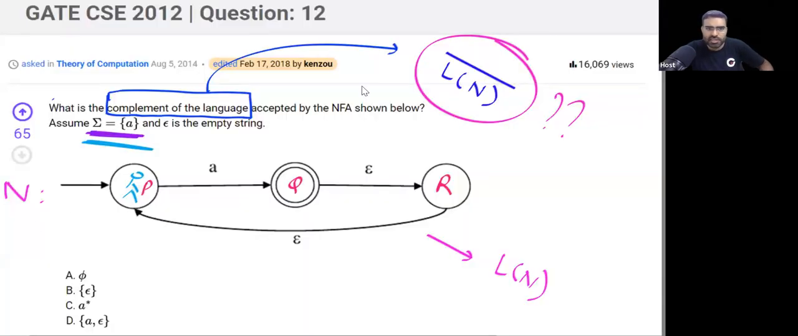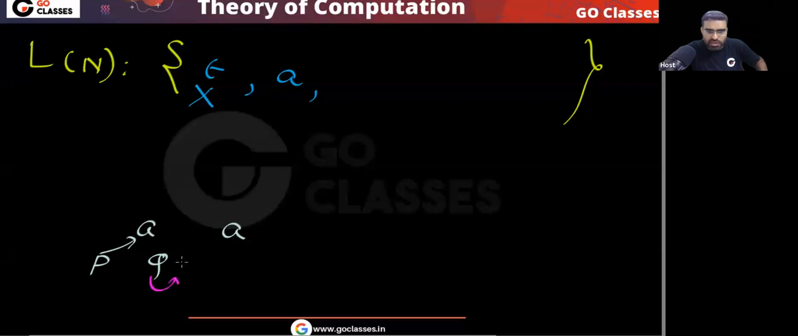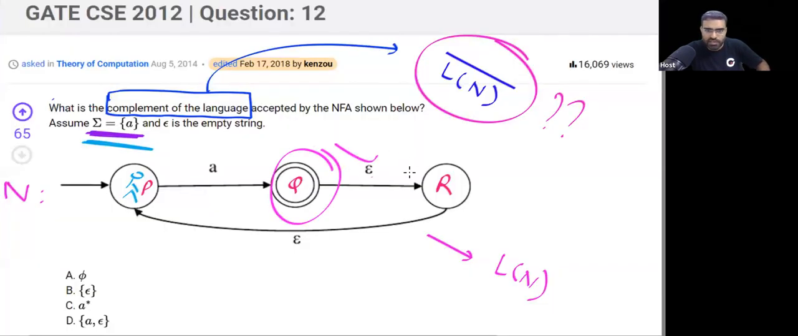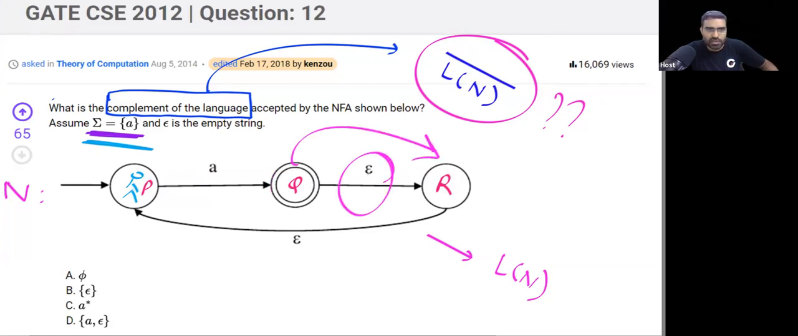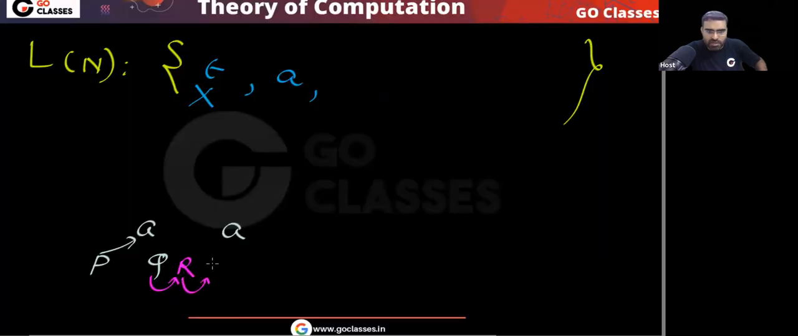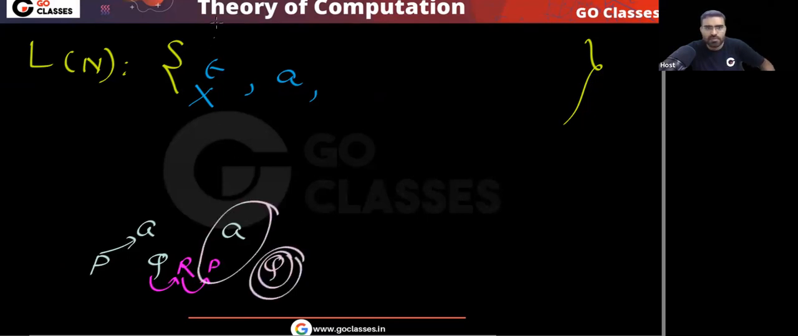Tell me what you will do in the state Q. Without reading any symbol, you will go to R. From Q to R, you can go for free. From R, you can go to P for free. And then you can read this symbol A and go to Q, which is your final state. So you can notice double A is also accepted.